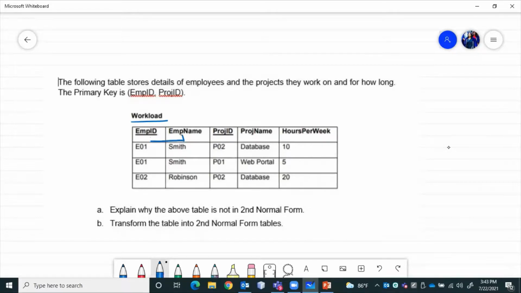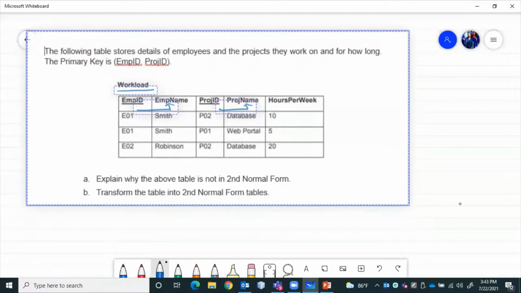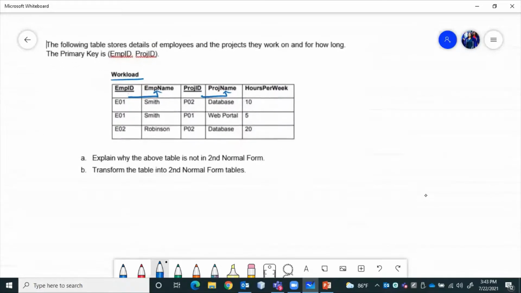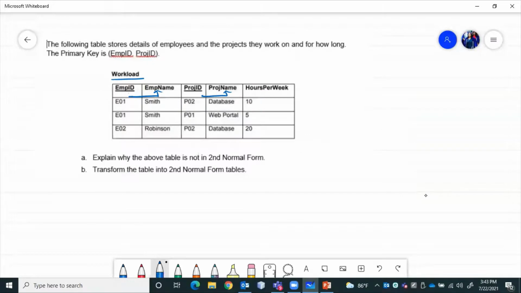Employee name is depending on this, right? Project name is depending on the project ID. Hours per week is depending on both things, right? Transform the table into second normal form table. In this case, normally there is no need to write the data. In the A-level paper, I have seen, they are asking you not to write the data, just the relations, right? So then we could have a table called employee.